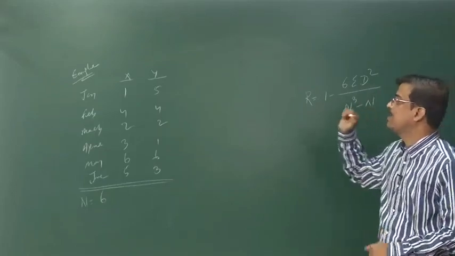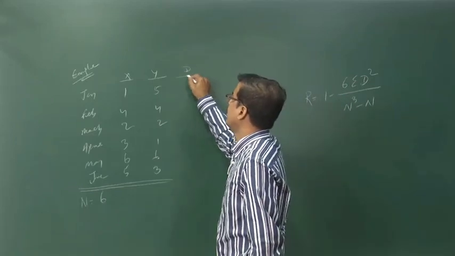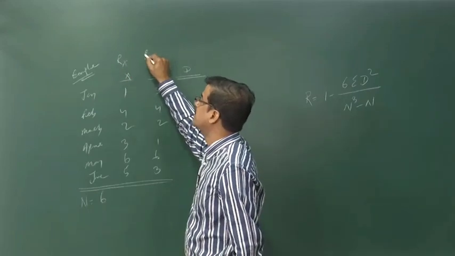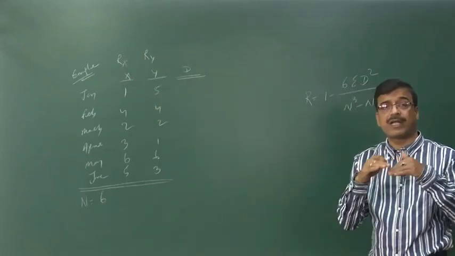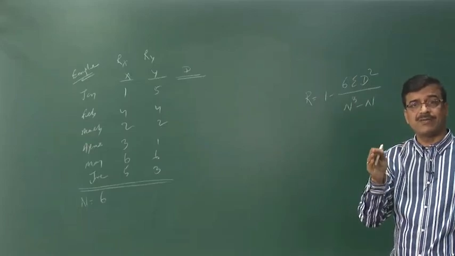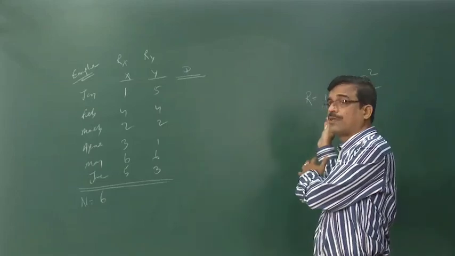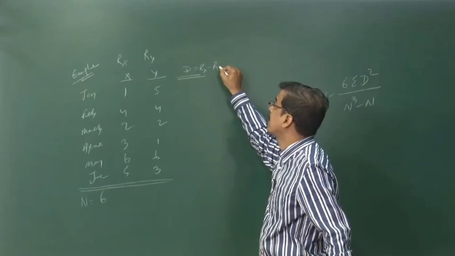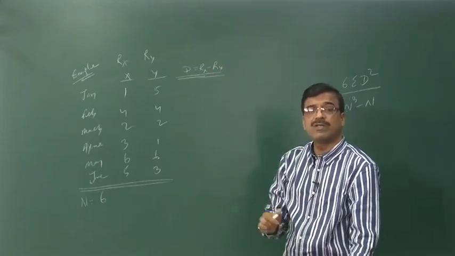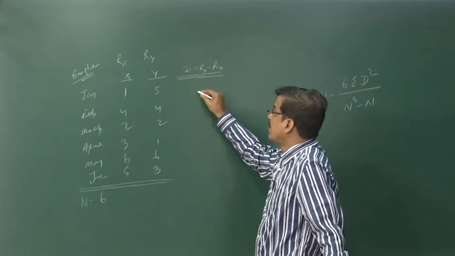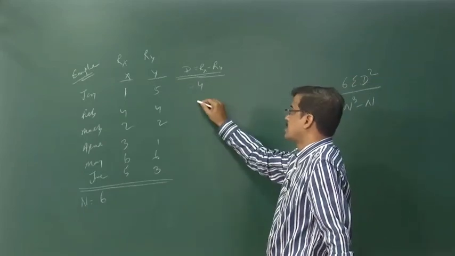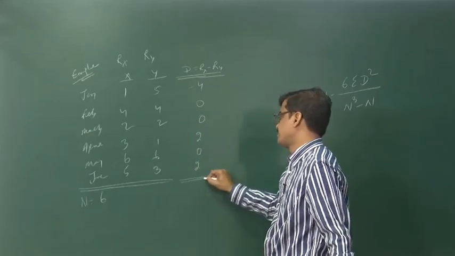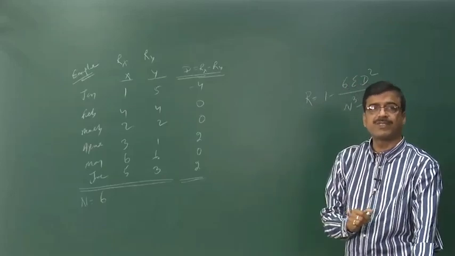Now next is D square. For that we have to calculate the value of D, but prior to calculating D, remember this is the rank of X and this is the rank of Y, because the ranks are already given. If the ranks are given, then we apply this particular formula. D means rank of X minus rank of Y. You have to take the difference between both the ranks. Now what is the outcome? It is minus 4, this is 0, this is 0, this is 2, this is 0, this is 2. We find the difference between the ranks.